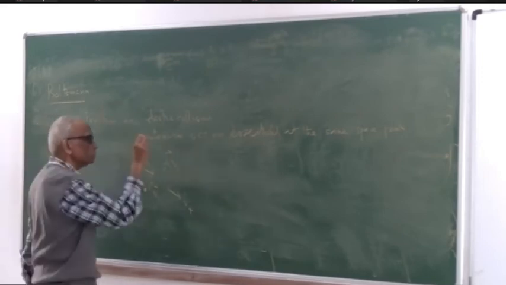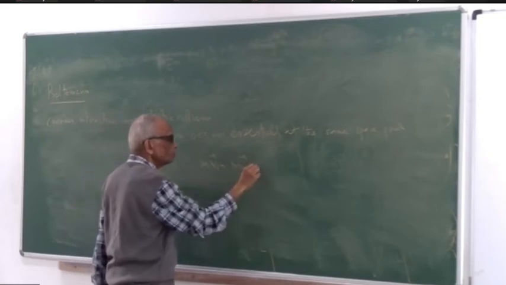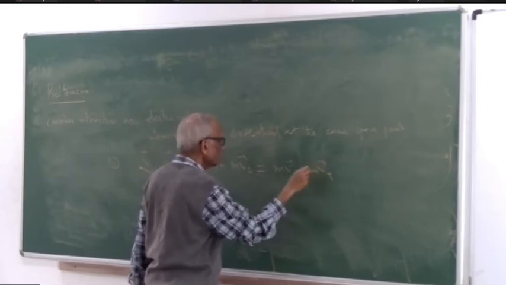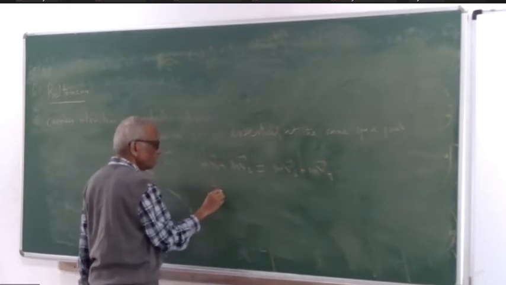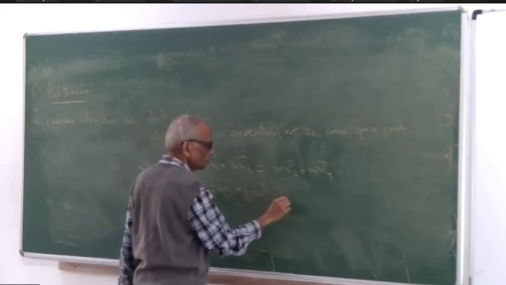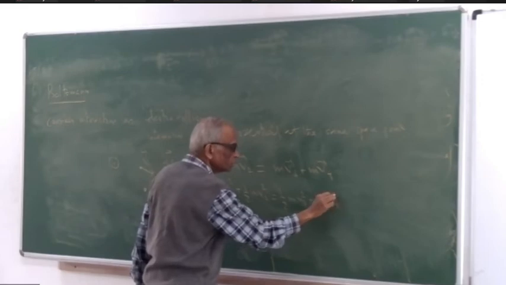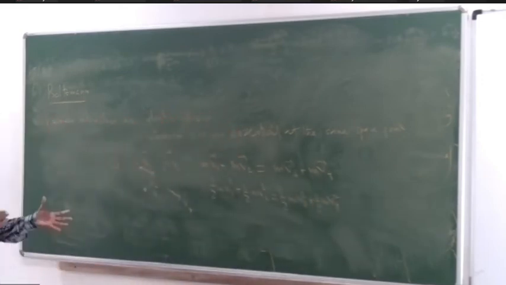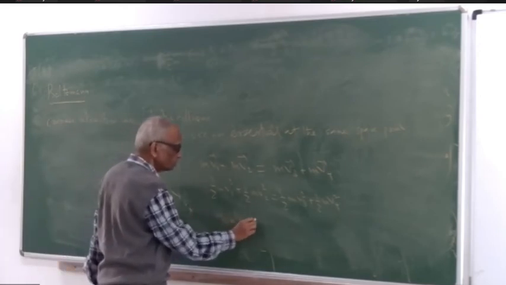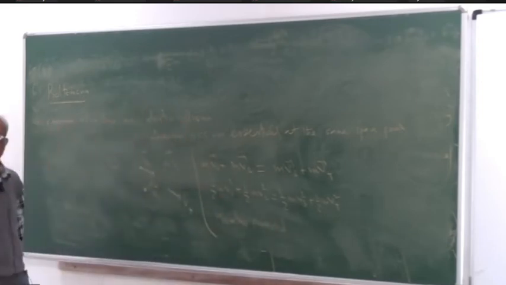So momentum conservation: m v1 plus m v2 is equal to m v3 plus m v4. Kinetic energy conservation: half m v1 squared plus half m v2 squared is equal to half m v3 squared plus half m v4 squared. So these are the conservation laws, and the number conservation, obviously. So this whole process has 5 conservation laws.